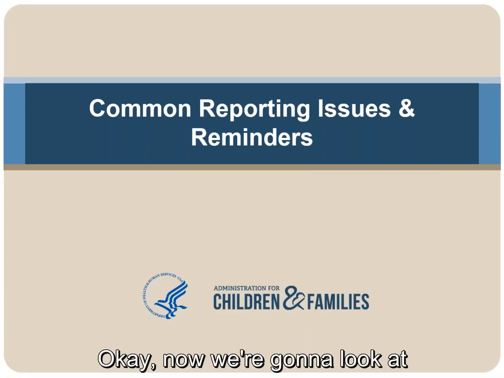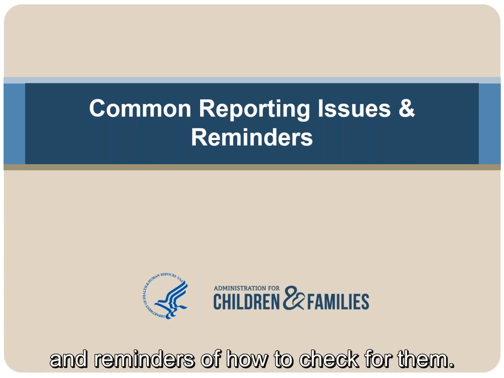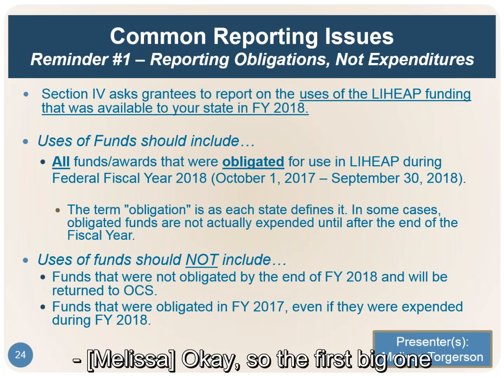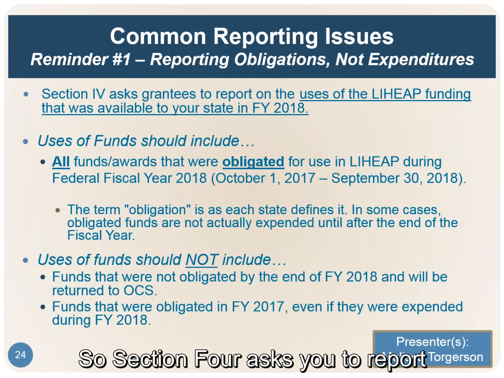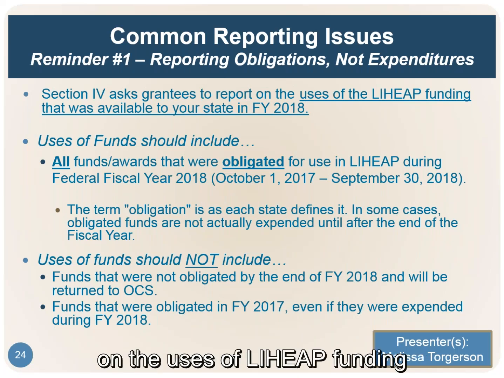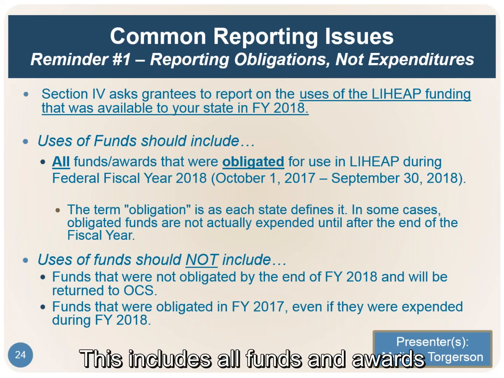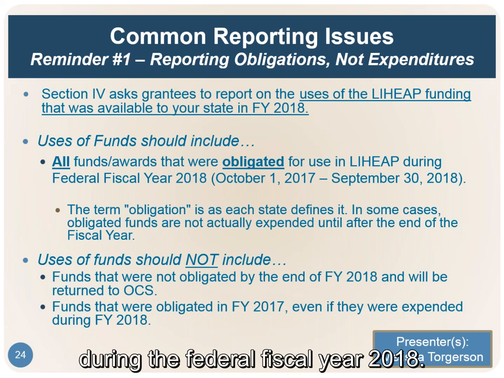Okay, now we're going to look at some of the most common reporting issues and reminders of how to check for them. Okay, so the first big one for reminders and common issues is reporting obligations, not expenditures. So Section 4 asks you to report on the uses of LIHEAP funding that were available to your state in 2018. This includes all funds and awards that were obligated for use during the federal fiscal year 2018.